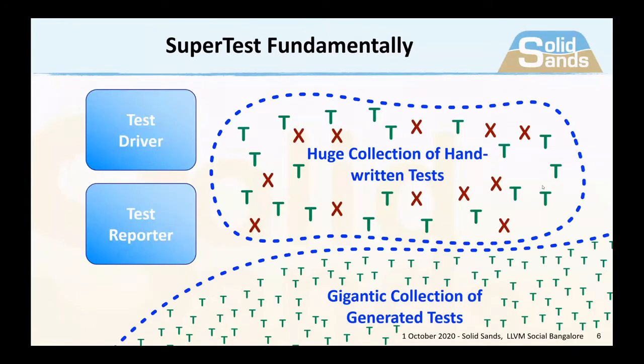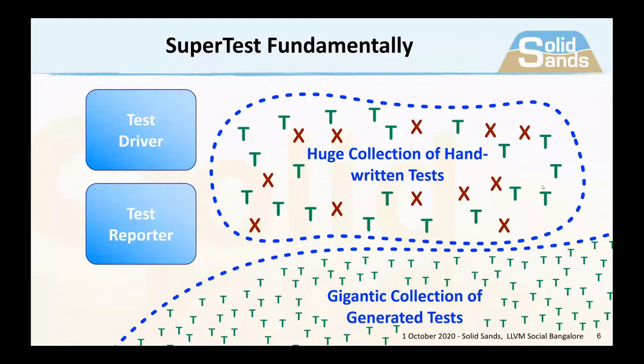So fundamentally, Supertest looks like this. On one hand, we have the collection of handwritten tests. So those are the tests that are really written based on what we read in the ISO standards. So if there's a requirement that a certain code construct should behave like this, we have one or multiple tests that validate whether that behavior is being implemented by the compiler.